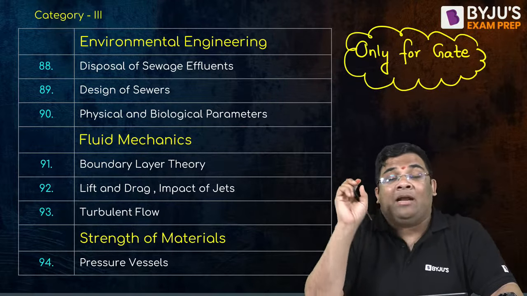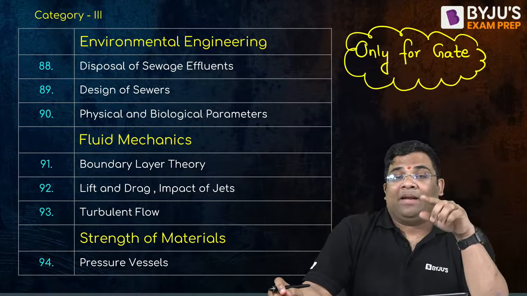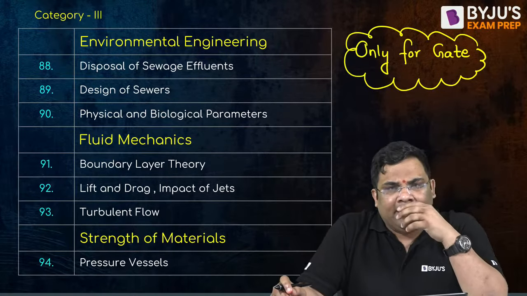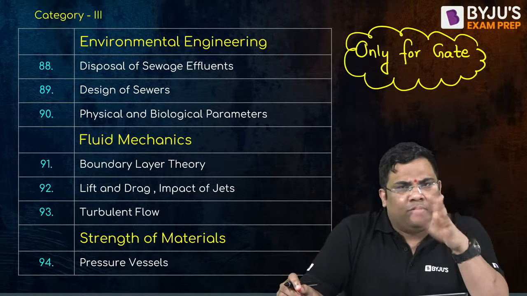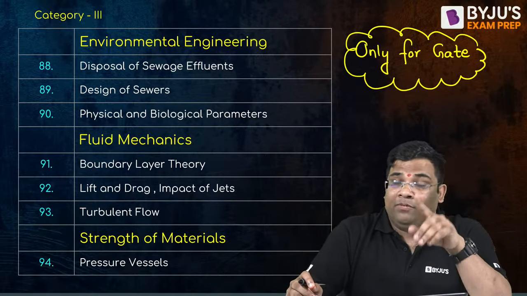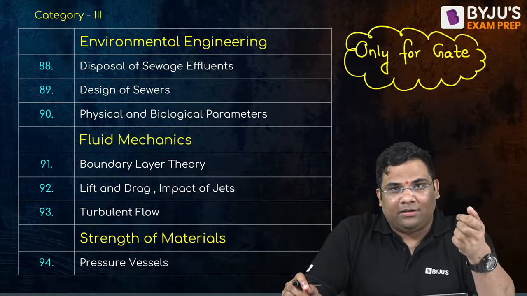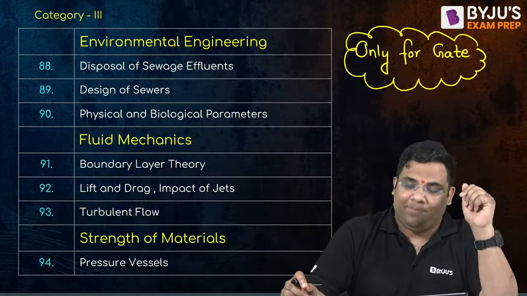Then physical and biological parameters. Remember, I told you chemical parameters are in category 1. But physical parameters like turbidity, they will ask turbidity, right? I'm not telling you not to study turbidity, nephelometer. Study turbidity, but not before chemical parameters. MPN index, yes, it's important, but not before chemical parameters.